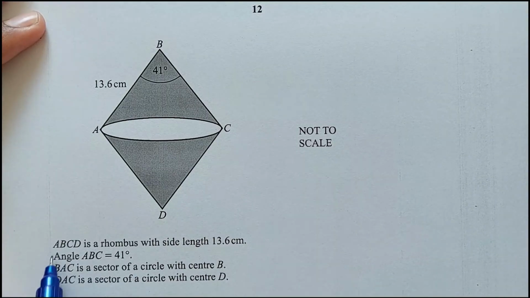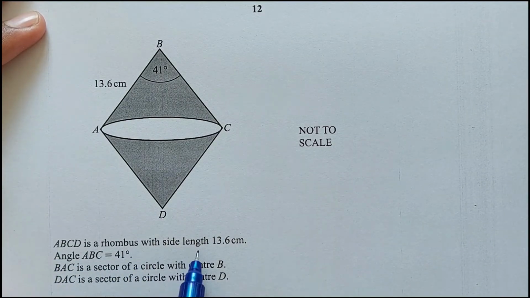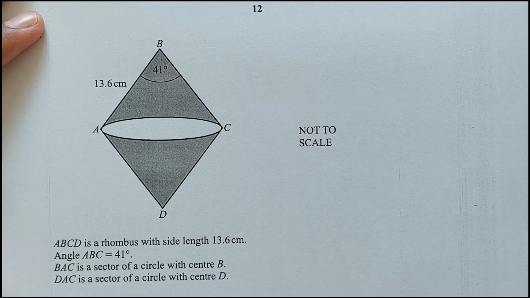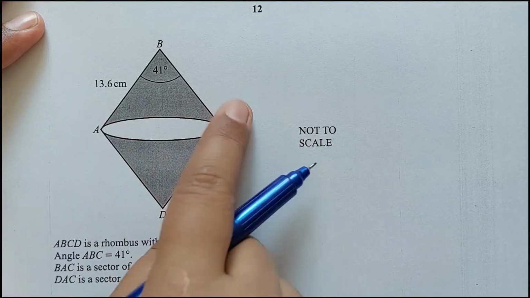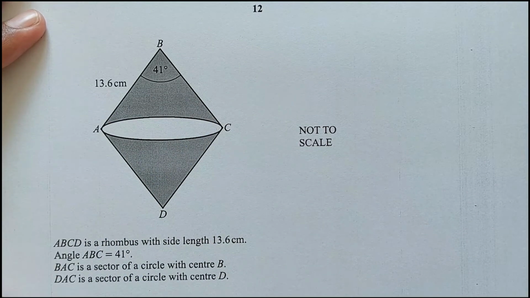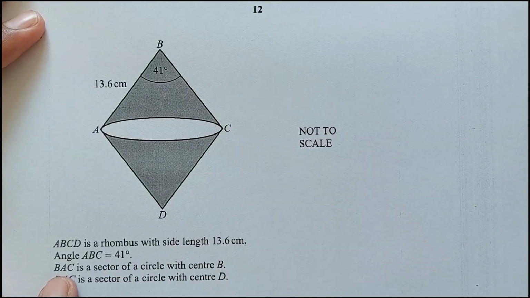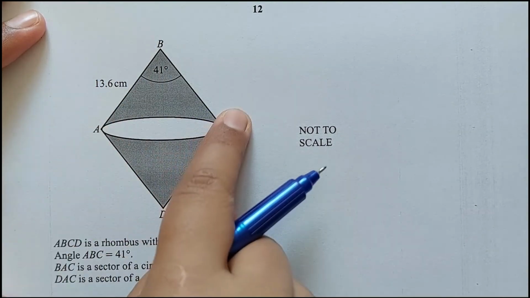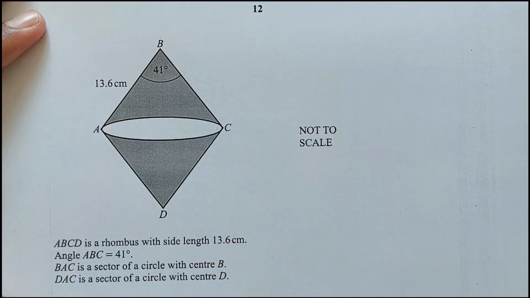Question number 22. ABCD is a rhombus with side length 13.6 centimeters. A, B, C and D. This is a rhombus. A rhombus has all four sides equal, so all four sides are 13.6 centimeters. Angle ABC is given as 41 degrees. BAC is a sector of a circle with center B, and DAC is a sector of a circle with center D, right? Calculate the shaded area, right?